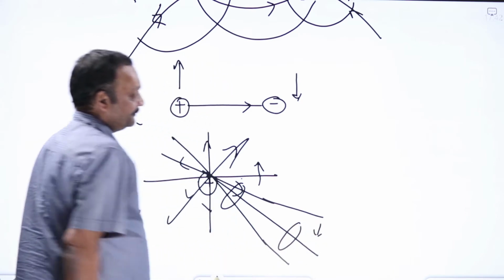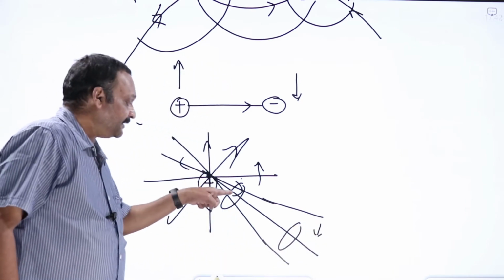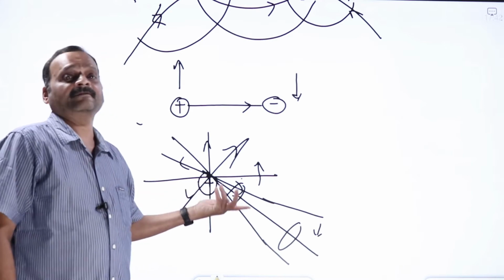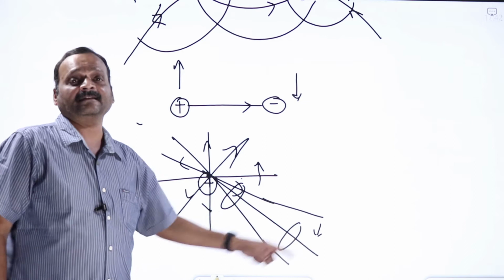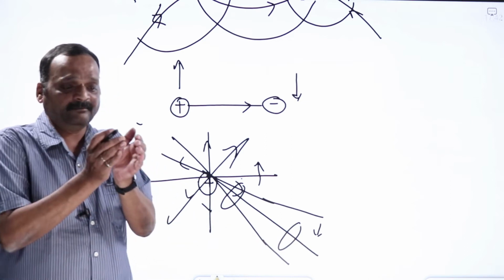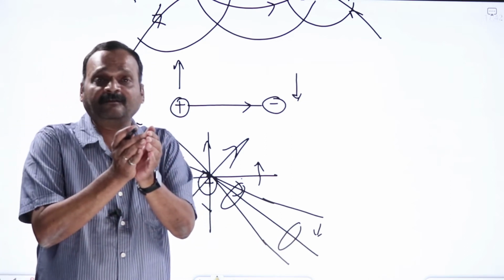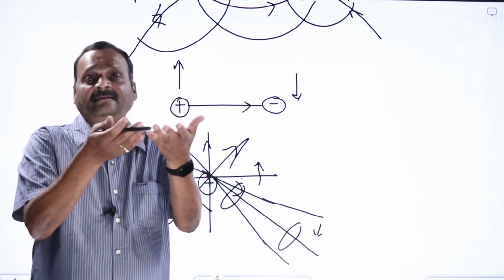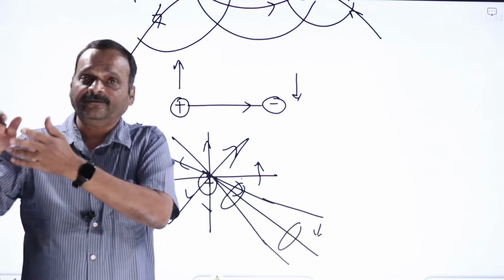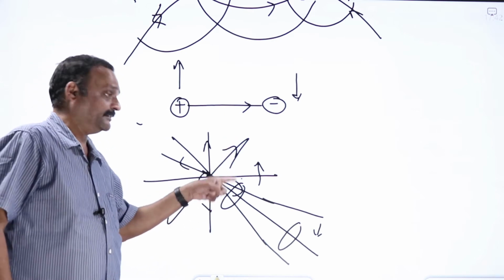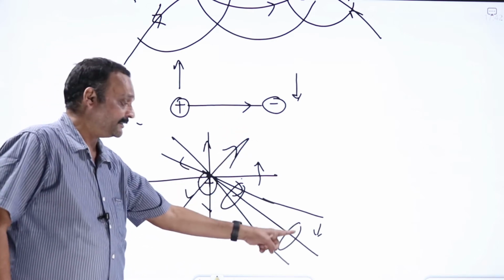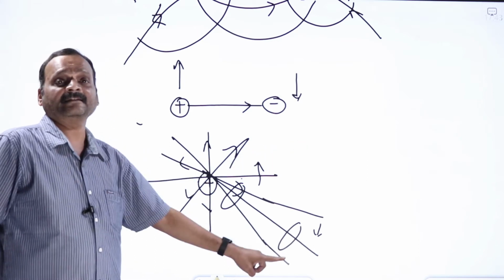Wherever fewer lines of force pass through a given area, the electric field intensity will be less. Means if the density of the field lines is more, the electric field is more. If the density of the electric field lines is less, the electric field intensity is less. The more lines of force in a given area, the higher the electric field. Fewer lines of force, lesser electric field.